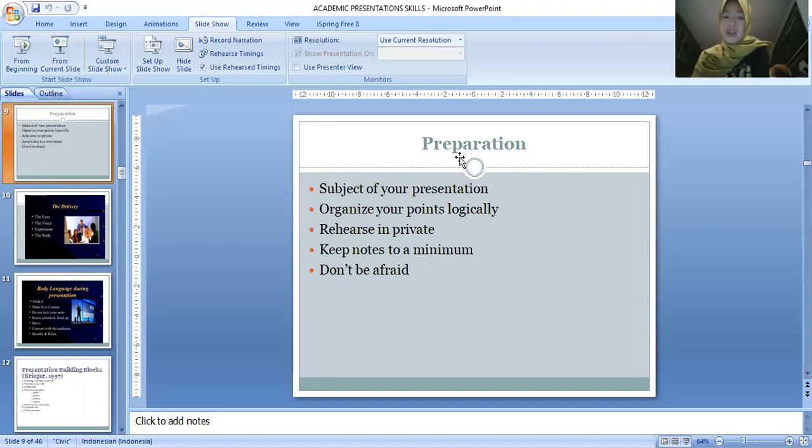There are a number of aspects that you have to think about and consider in preparing your presentations. The first one is the subject of your presentation. Please think about the subject of your presentation, prepare it very well, and then organize your points logically. Rehearse in private, keep notes to a minimum, and don't be afraid because mistakes are a must in speaking class. Okay. All right. Next.